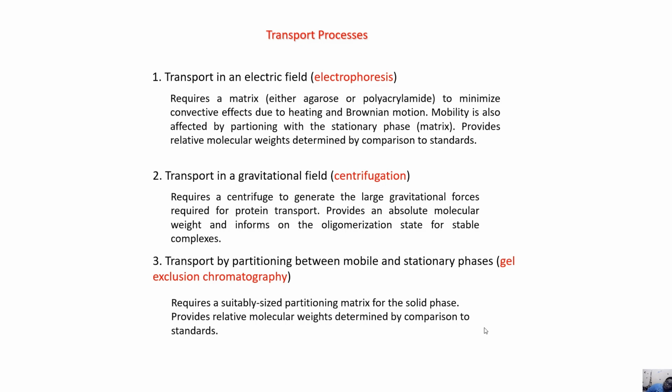Transportation in a gravitational field requires a centrifuge to generate the large gravitational forces required for protein transport. It provides an absolute molecular weight and informs on the oligomerization state for stable complexes. If we talk about transport by partitioning between mobile and stationary phases, it requires a suitably sized partitioning matrix for the solid phase. It provides relative molecular weights determined by comparison to standards.